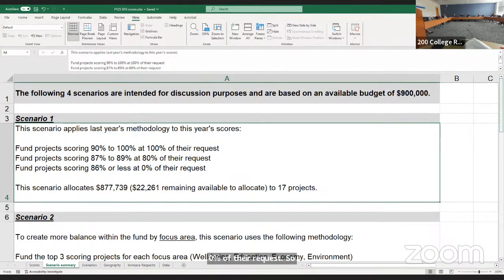So if we're looking at that this year, that would allocate $877,739, which is almost all of the $900,000 fund, to 17 projects.